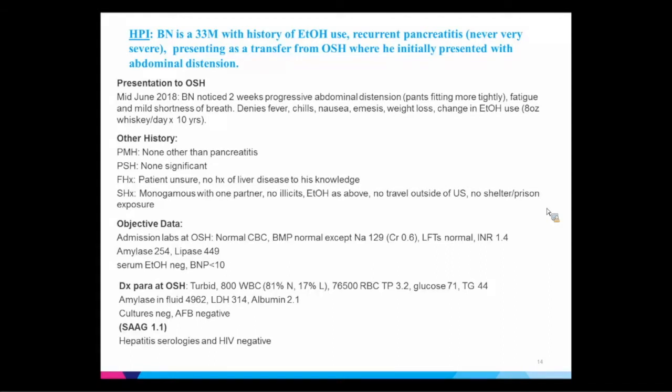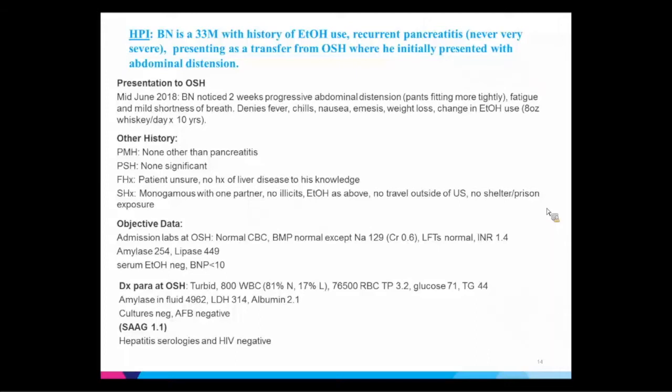It's described as being turbid. He's found to have 800 white blood cells with 81% neutrophils and 70% lymph, 76,000 red blood cells, a total protein of 3.2, glucose of 71, triglycerides of 44, and then an amylase in the fluid of 4,900, and albumin of 2.1. And cultures are drawn at that point, and they're negative, and there's an AFB sent from that fluid, which is negative. And then his SAAG is 1.1. And then he gets some hepatitis serology and HIV sent, which are negative.